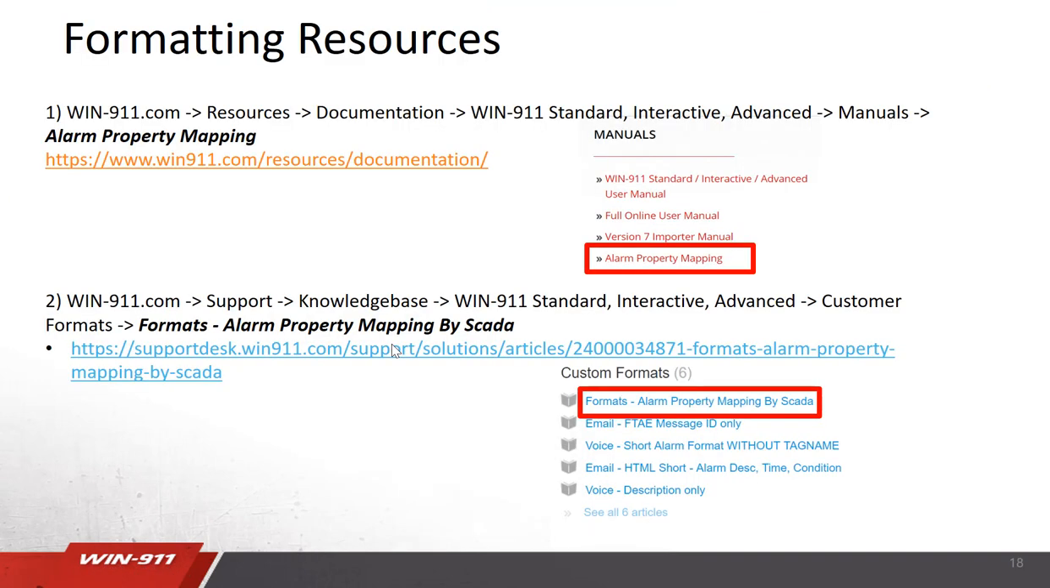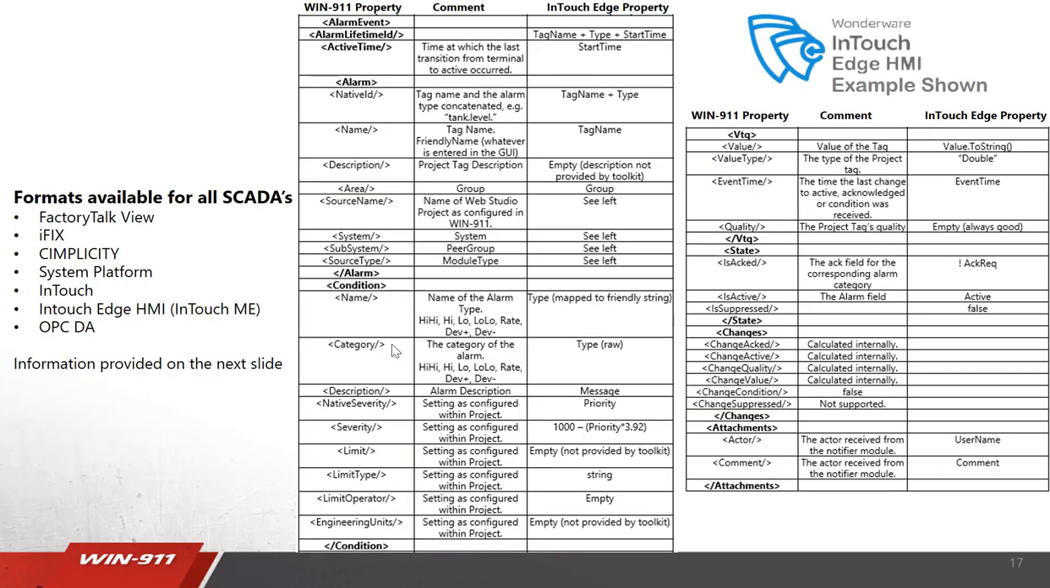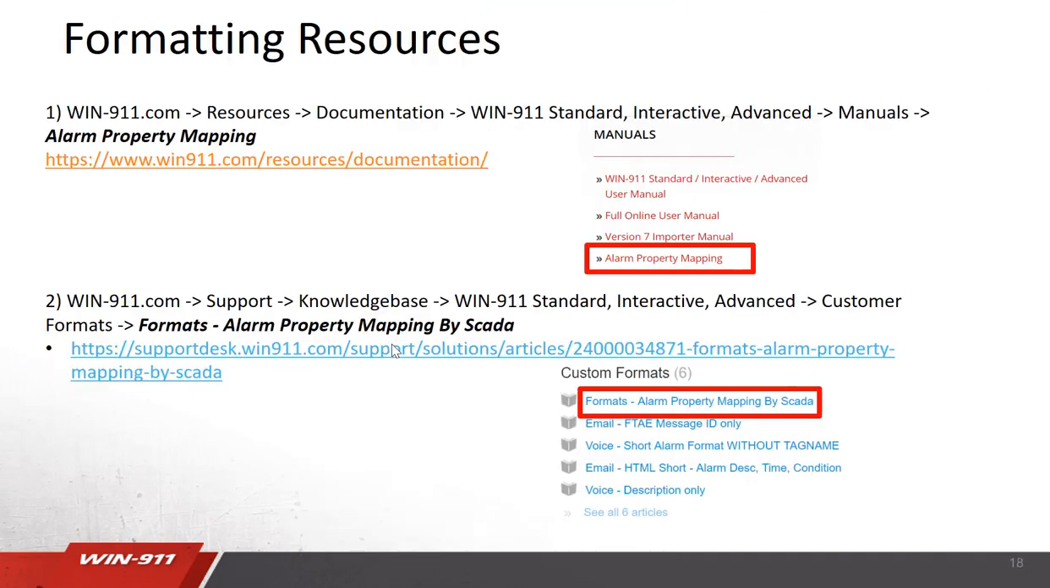I did want to point out that you can find on our website the alarm property mapping for every SCADA package. So if you go to win911.com under Resources, Documentation, under the Win911 Standard Interactive Advanced Product, Manuals, there is an alarm property mapping. And this just fleshes out this table beyond InTouch Edge to the various SCADA packages we support. So you can find where the alarm description is coming from for FactoryTalk, or where the value is coming from for Simplicity, that sort of thing.